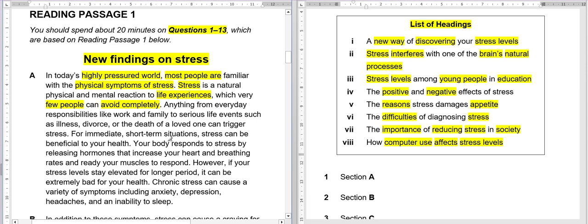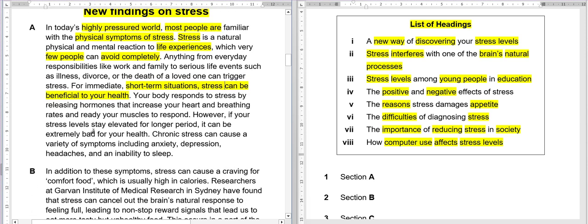Anything from everyday responsibilities like work and family to serious life events such as illness, divorce, or the death of a loved one can trigger stress. So these are the situations that can trigger stress. For immediate short term situations, stress can be beneficial for your health. Your body responds to stress by releasing hormones that increase your heart and breathing rates and ready your muscles to respond. So this is the benefit in short term situations.